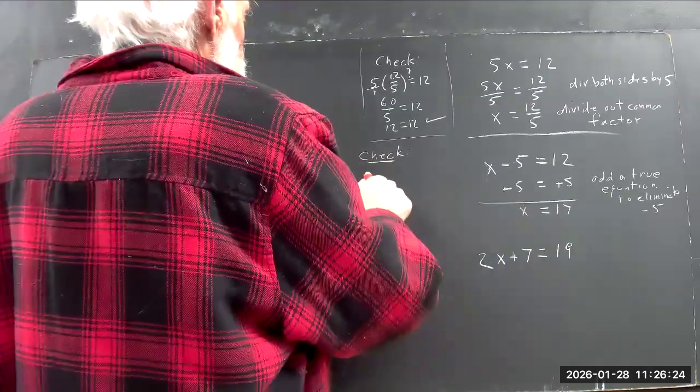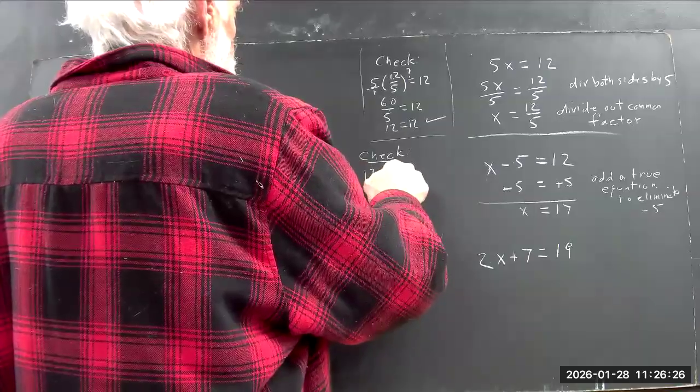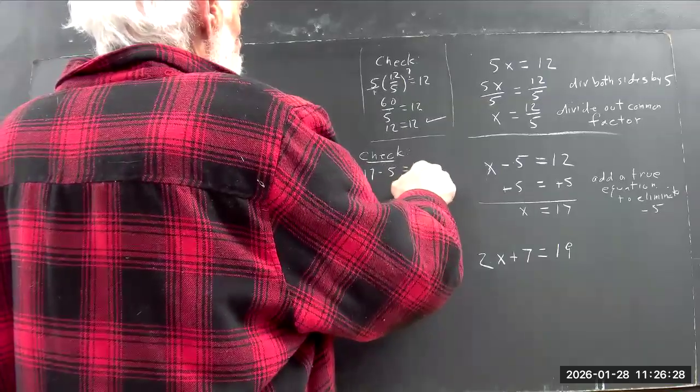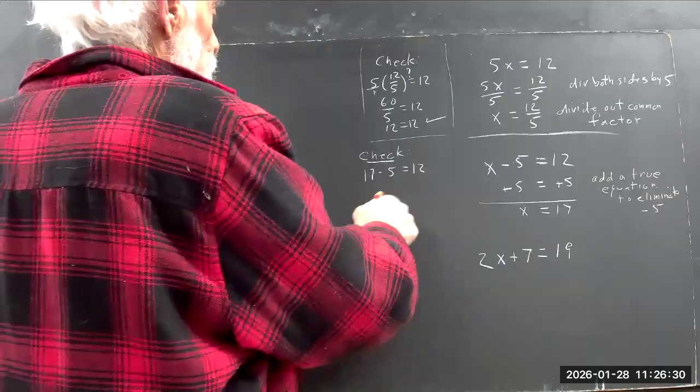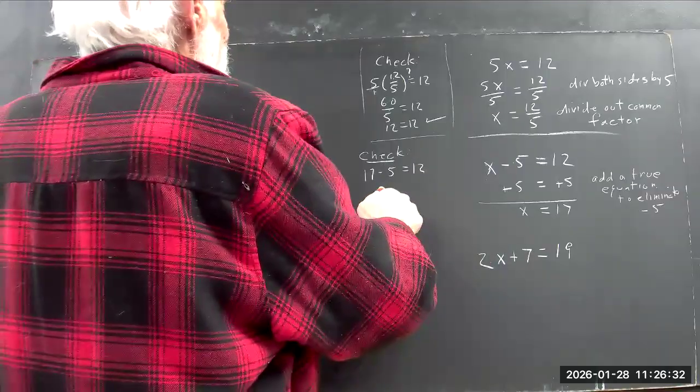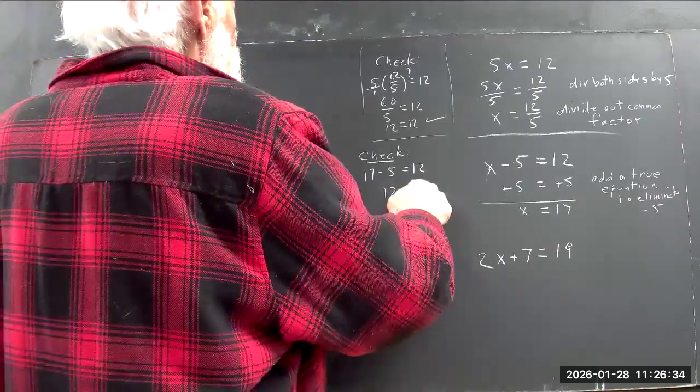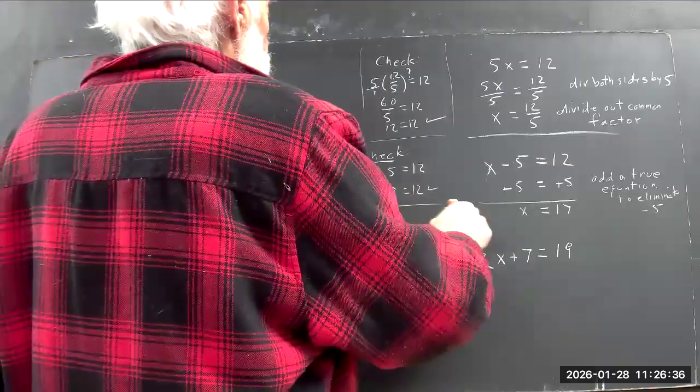You replace x by 17. And then you're tempted to write the... No, we know that 12 equals 12, and we put a check mark there.